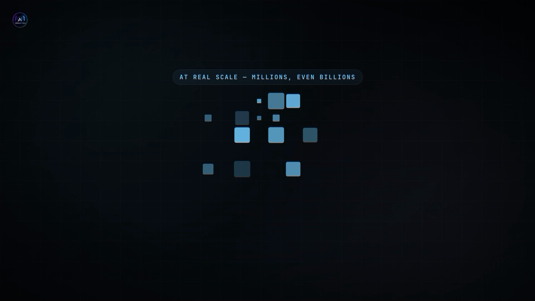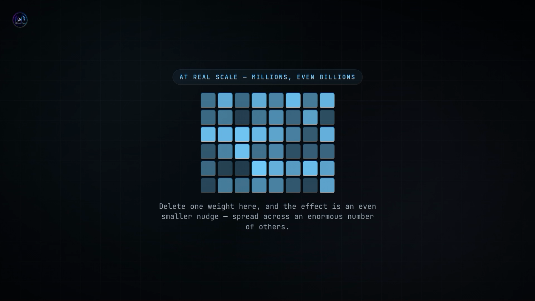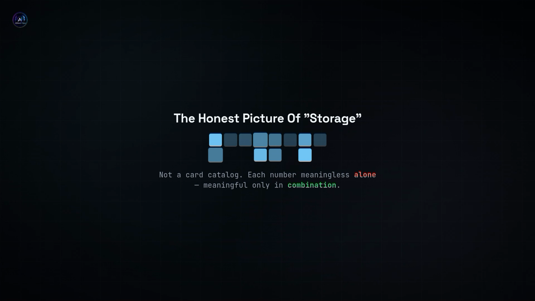Now scale that idea up. A real model doesn't have one parameter. It has millions or billions. Delete one of those, and the effect is even smaller. A barely measurable nudge to some predictions, spread across an enormous number of weights working together. This is the actual, honest picture of storage inside a trained model. Not a card catalog. A wall of small numbers, each one meaningless in isolation, and only meaningful in combination with all the others. Let's name this properly.